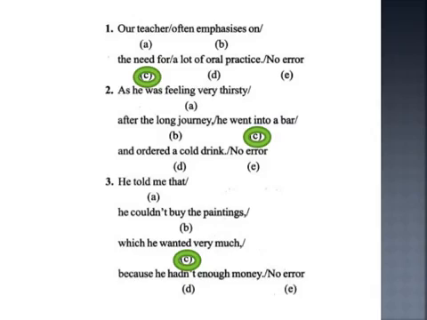So even after that also what comes there? Simple past tense comes. So therefore you have to use past perfect tense, and the answer is C, which he had wanted very much.